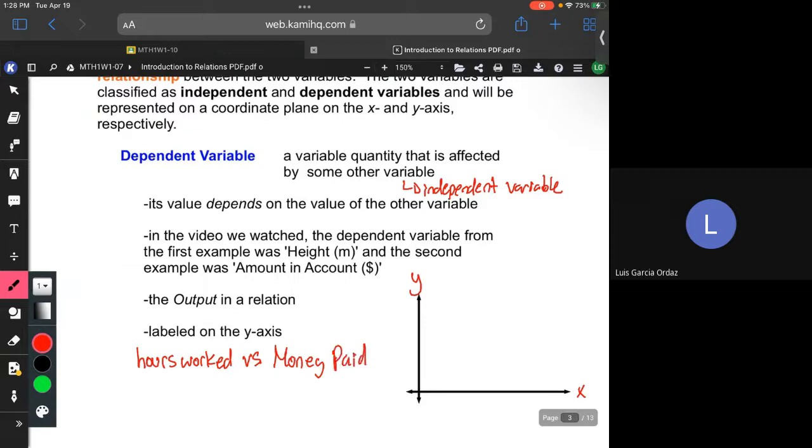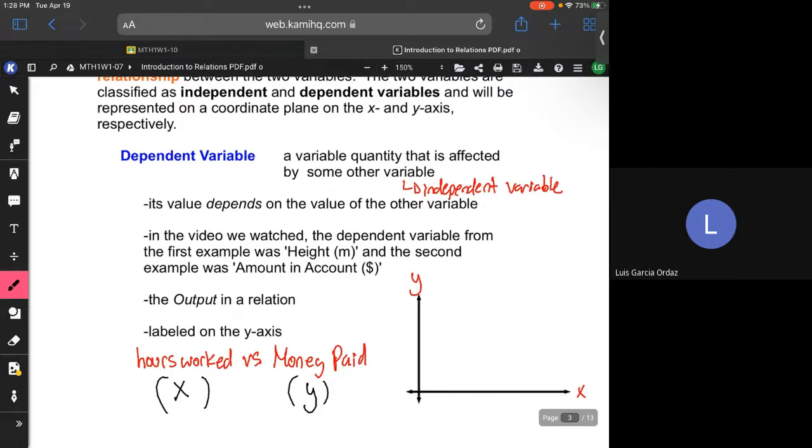which one did I say was on the x-axis? Was it my money or my hours? Which one is on my x-axis? Hours is my x. So usually time is going to be your independent variable, so the x-axis, and everything else is going to be on your y-axis. So your dependent variable would be on your y-axis. Yes. Because your dependent always changes depending on what happens with your independent variable.